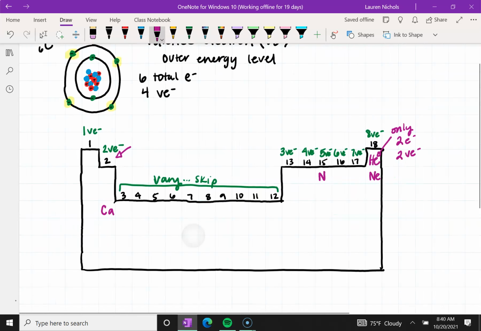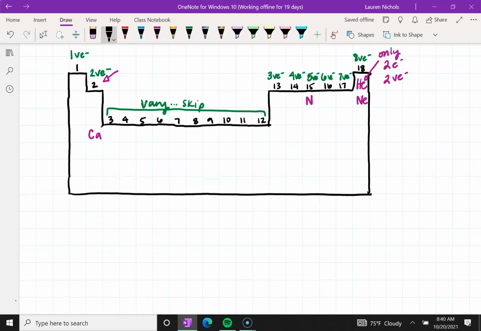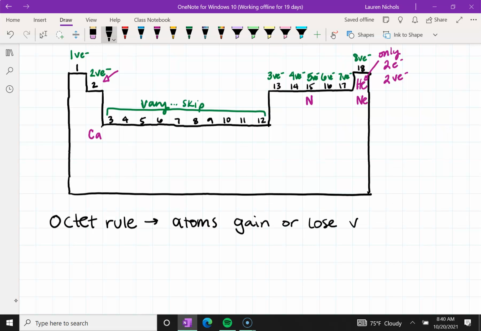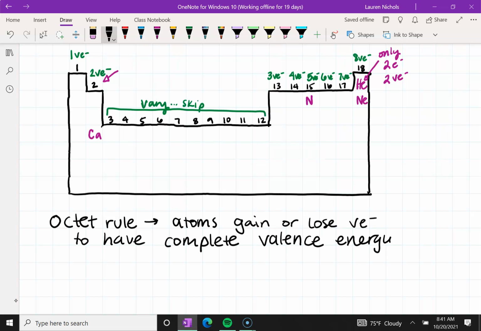And the reason why that's important is because of a rule that we learned about called the Octet Rule. The Octet Rule says that atoms are going to gain or lose valence electrons to have a complete valence shell or valence energy level. Usually that means 8.